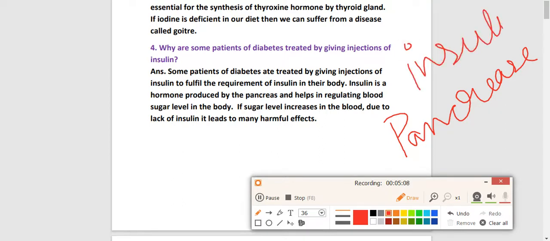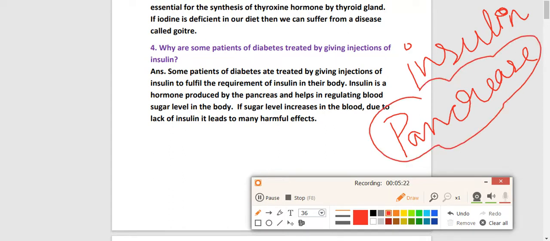But what will happen if our pancreas does not secrete or produce insulin? Definitely the blood sugar level will increase at that time, right? So that's why in some patients the pancreas is not able to secrete insulin properly, or they secrete insulin in a very small quantity. Then those patients will suffer from a disease called diabetes, because their blood sugar level will increase and the patient will have to take an injection of insulin.